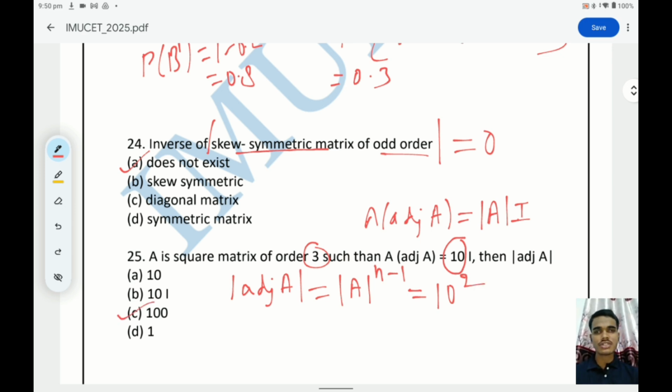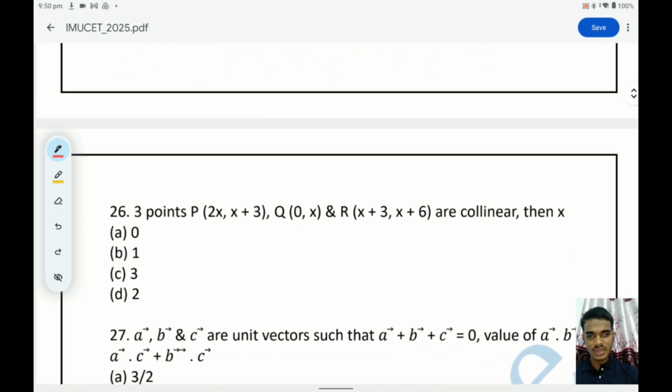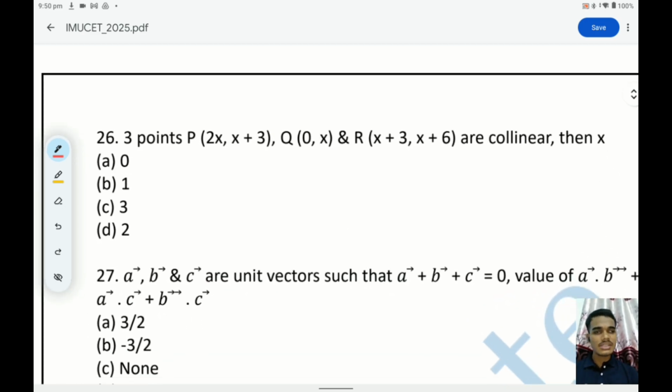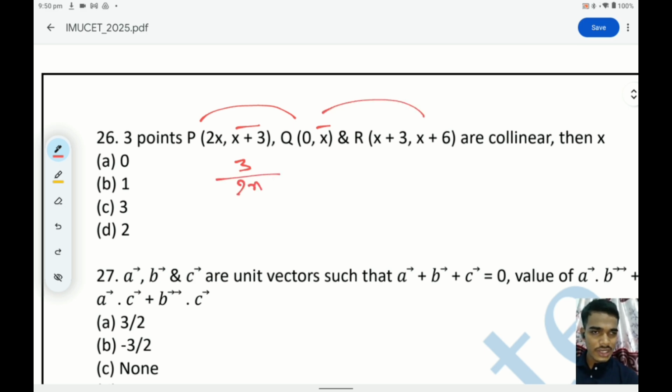Let's go for the next question, that is 26. 3 points are given collinear. So whenever 3 points are collinear, then their slopes will be equal. So we will apply here. If we find its slope, that will be x plus 3 minus x, that will be 3, and 2x minus 0, that is 2x. If we find its slope, we will get x minus 6.